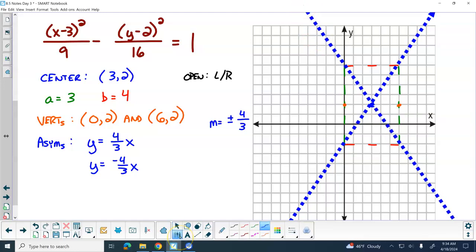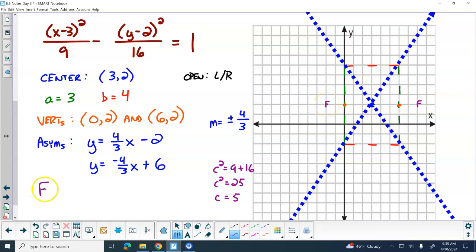So that gives me the positive slope had a -2 for a y-intercept. The negative slope had a 2 for +6 for a y-intercept. Lastly, we had c squared is equal to a squared. Oops, not a squared. A squared is 9. Plus b squared is 16. So c squared is 25. So c is 5. So we can go left and right 5 for our two foci.